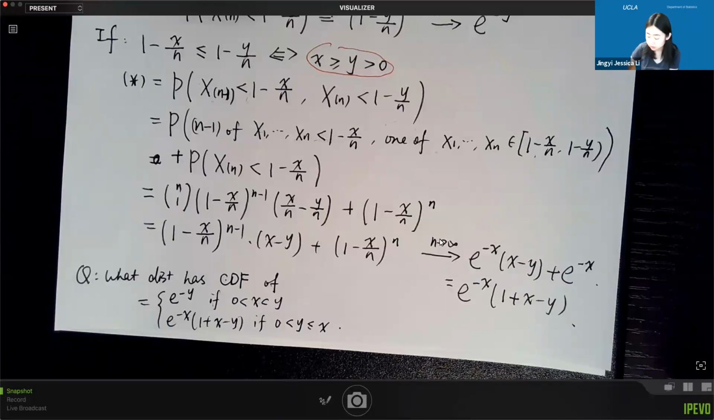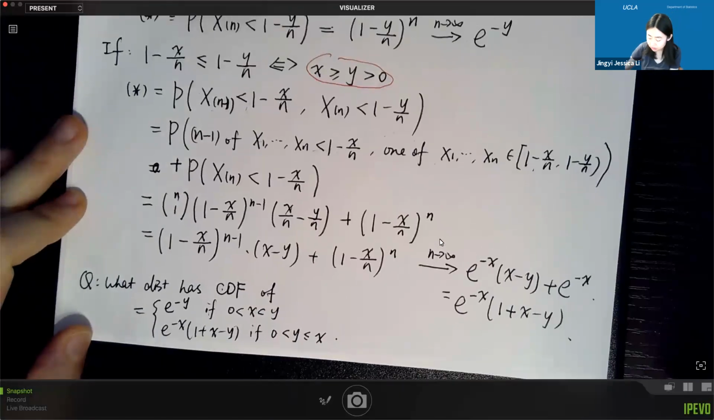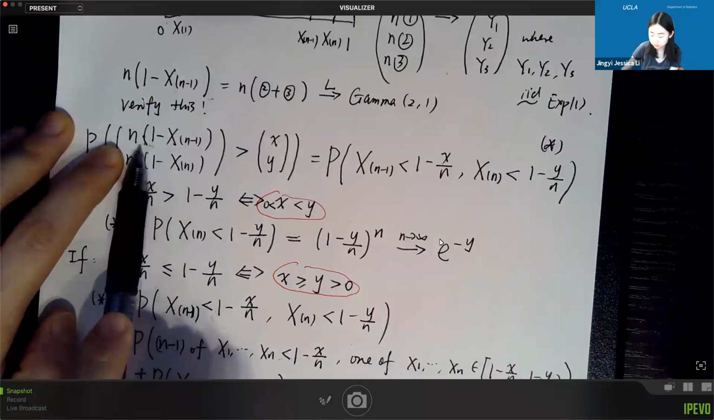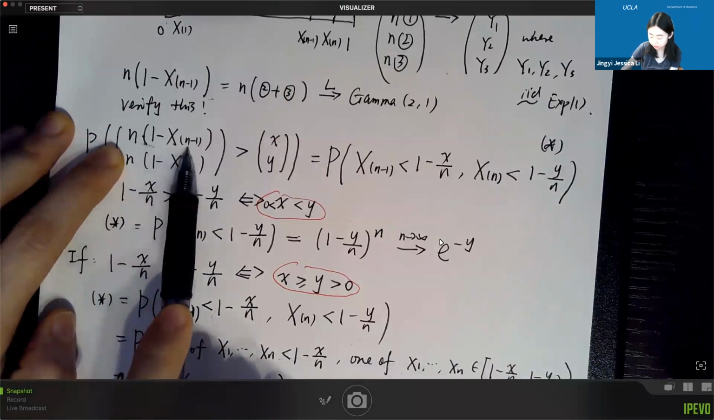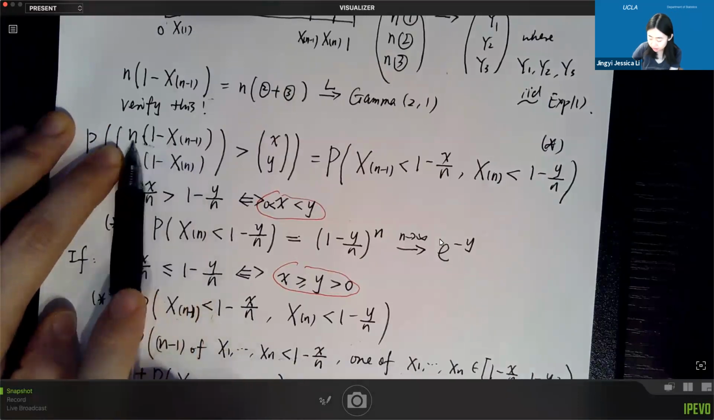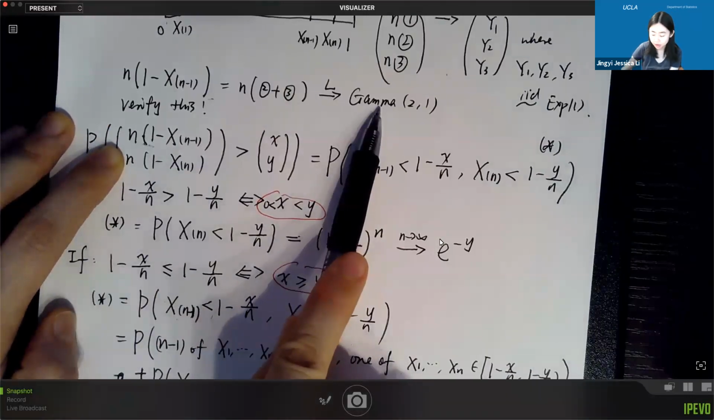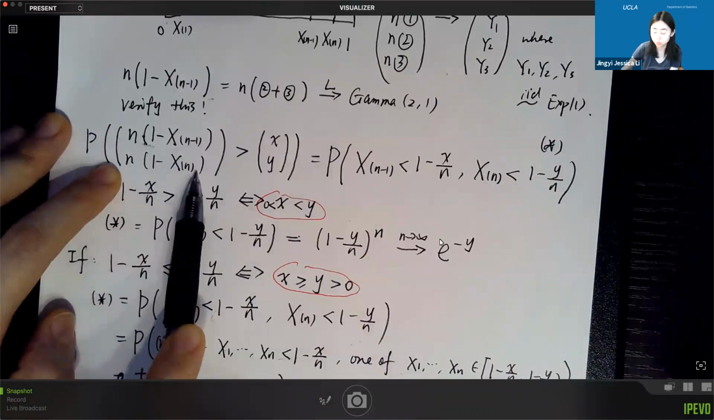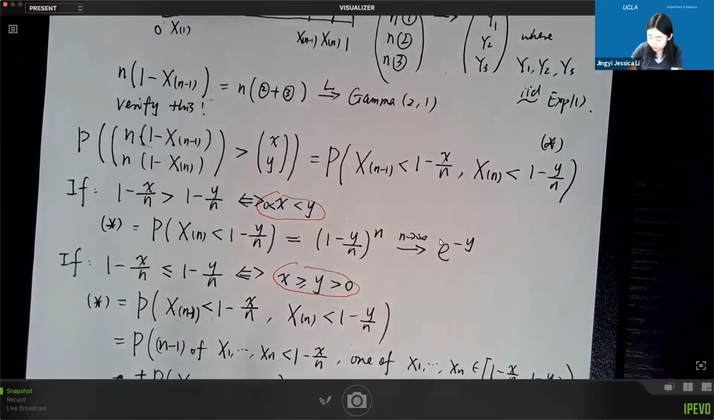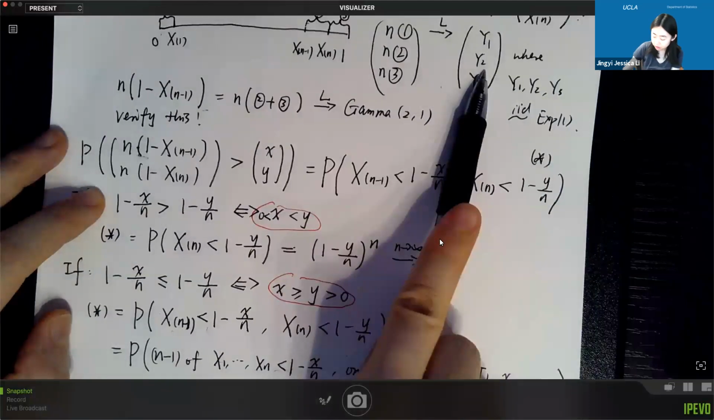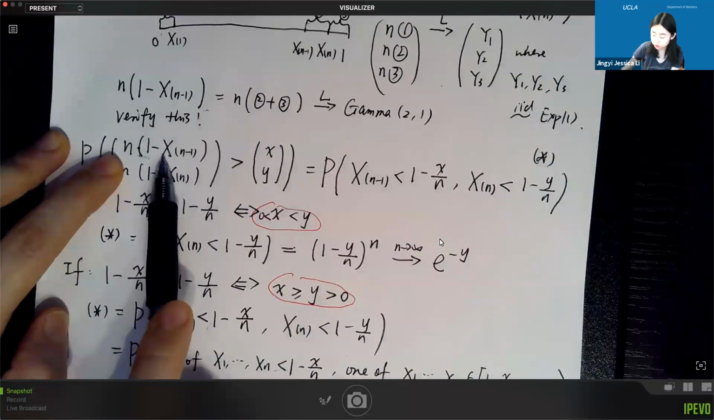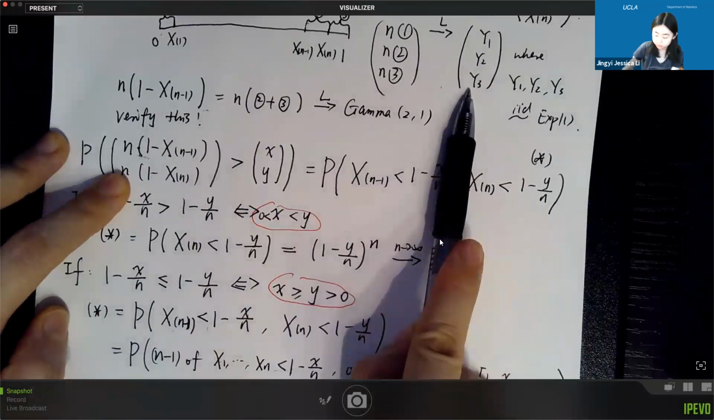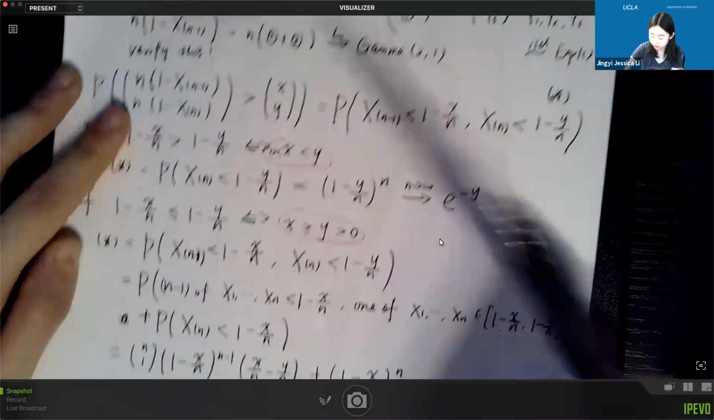And here is our guess. If we scroll back down, my guess is that for the first term, n times 1 minus x over n to the n minus 1, is converging to gamma 2, 1. And this we know is converging to exponential 1. So that's my guess. If I use this, I would guess that this first one is converging to y2 plus y3, while this is converging to y3. Let's verify whether my guess is right or wrong.